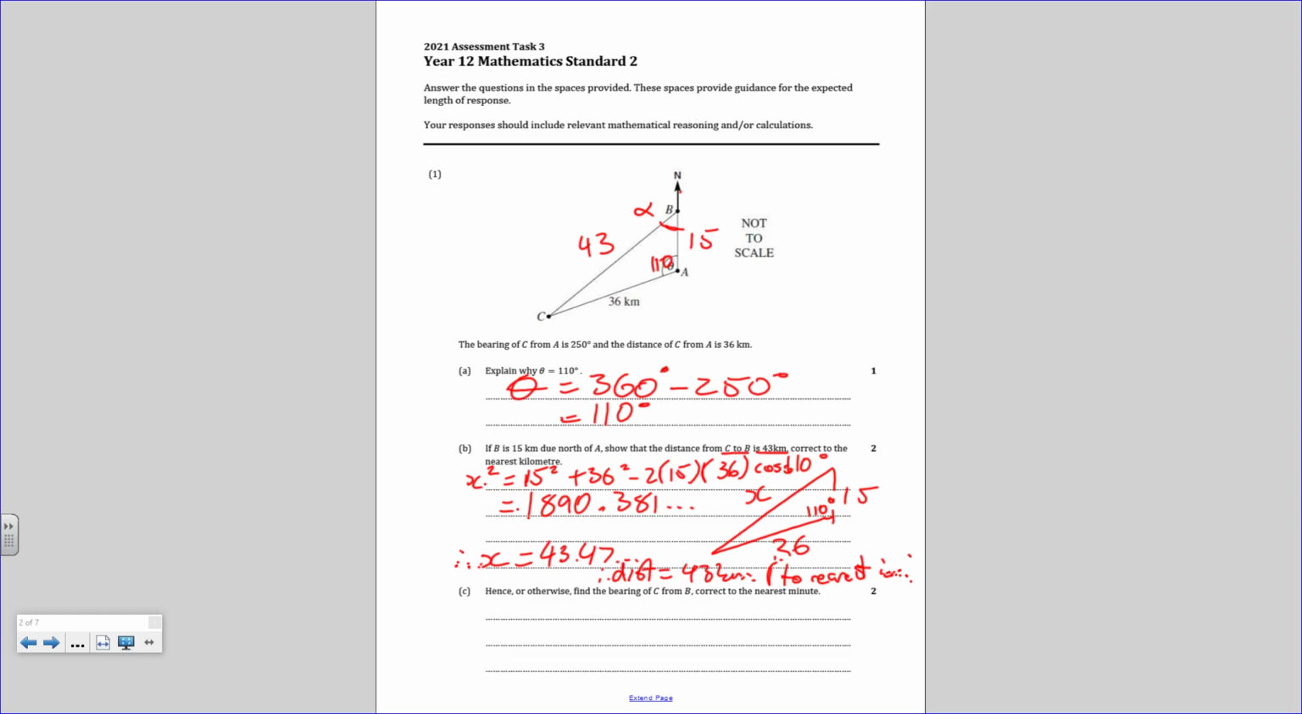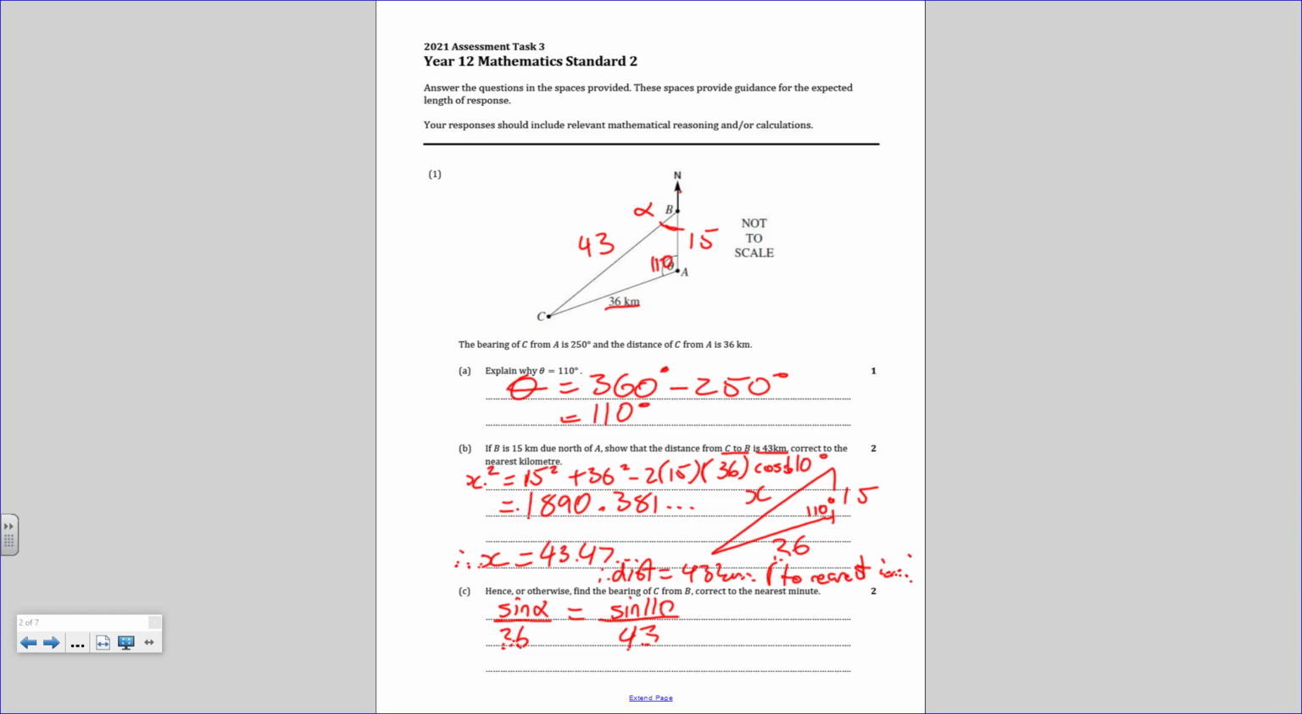So I'm going to call that alpha, so we have sine alpha over, if that's alpha, that means 36 is opposite it, so it's going to be over 36, equals sine 110, so I'm just looking at the other angle I have, so that's 110, and the side opposite is 43. And like I said, you can just use that rounded answer, because in part B it told you to the nearest kilometre, so you can use it to the nearest kilometre now.